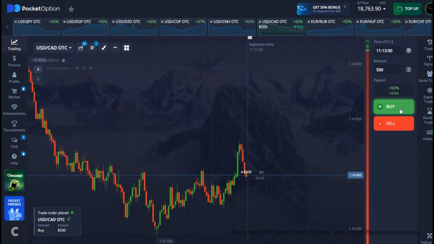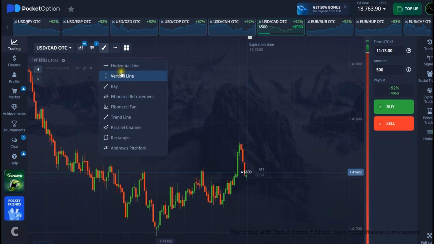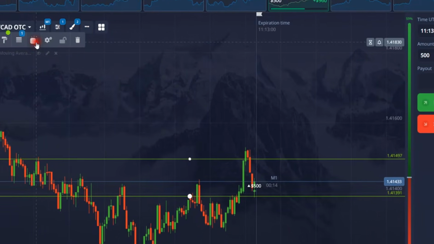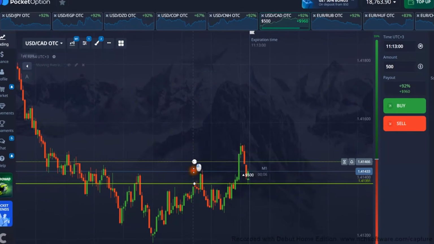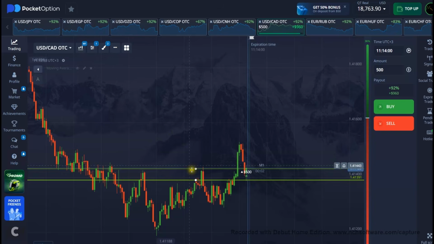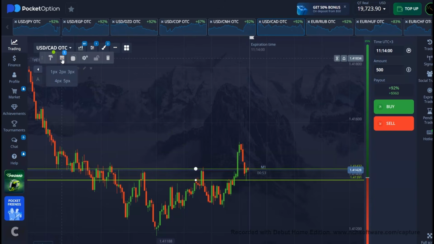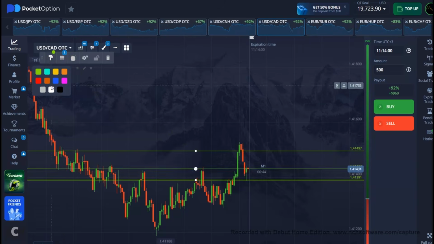Okay, I took a trade with the buyers, although my entry was a bit late. So let's see how this trade closes. Then I'll explain why I took this trade. Our trade was a winning trade. So let me draw everything and then explain why I took this trade.